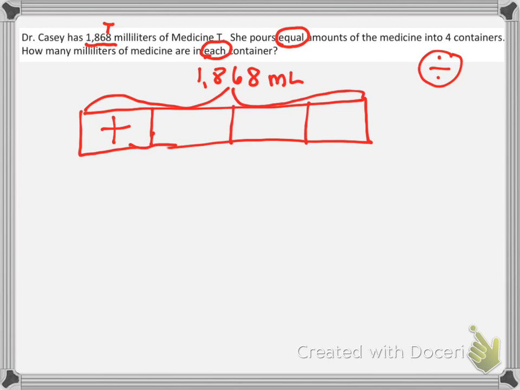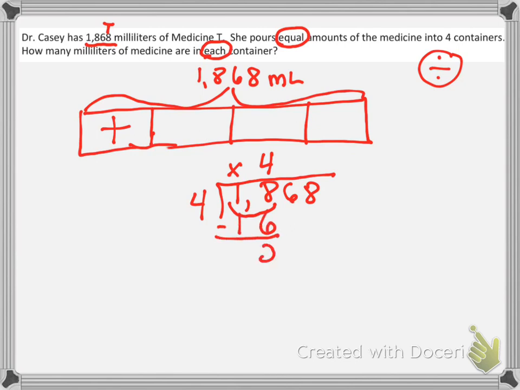So we are going to put 1,868 inside the division house, and we're dividing by 4. Now 4 can't go into 1, so we're going to put an X. But 4 can go into 18, and it goes in 4 times. 4 times 4 is 16. Next step, we're going to subtract. We're going to bring down our 6, and now we have 26. Now we'd start all over again with division. How many times can 4 go into 26?